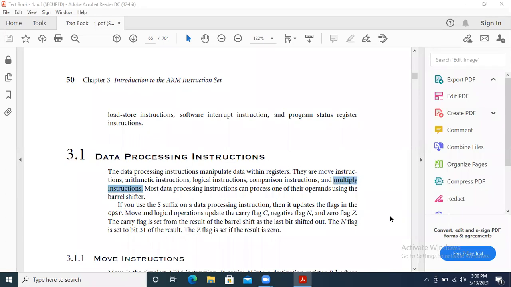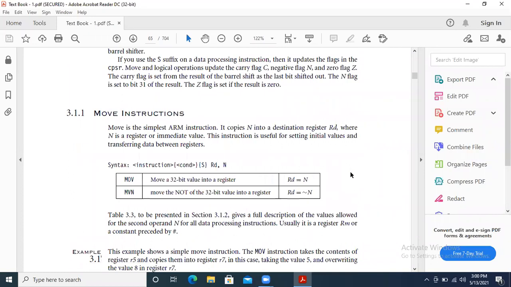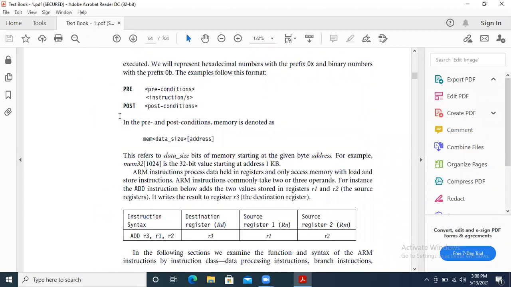First we start with the move instruction. As I told you, move is nothing but you want to copy data from one place to another place. So you have to use the move instruction. This topic is very important for exams. Among these five, they ask three or four in exams.